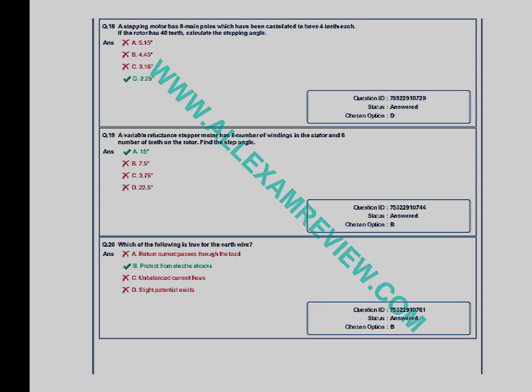Question 18. Stepping motor has 8 main poles which has been castellated at 4 teeth each. If the rotor has 40 teeth, calculate the stepping angle. Okay. Its answer will be D, 2.25 degree.